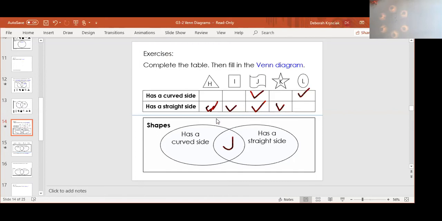This one now are the straight sides. These three all have straight sides. So H, I, and K. H, I, and K go here. And the only one that's got just a curved side, but not any straight sides is L. And so that's what it would look like.